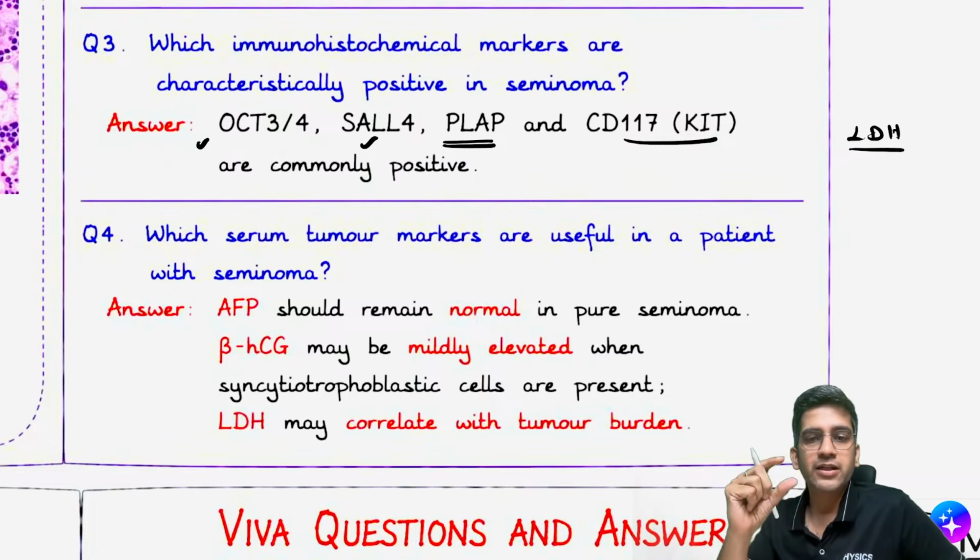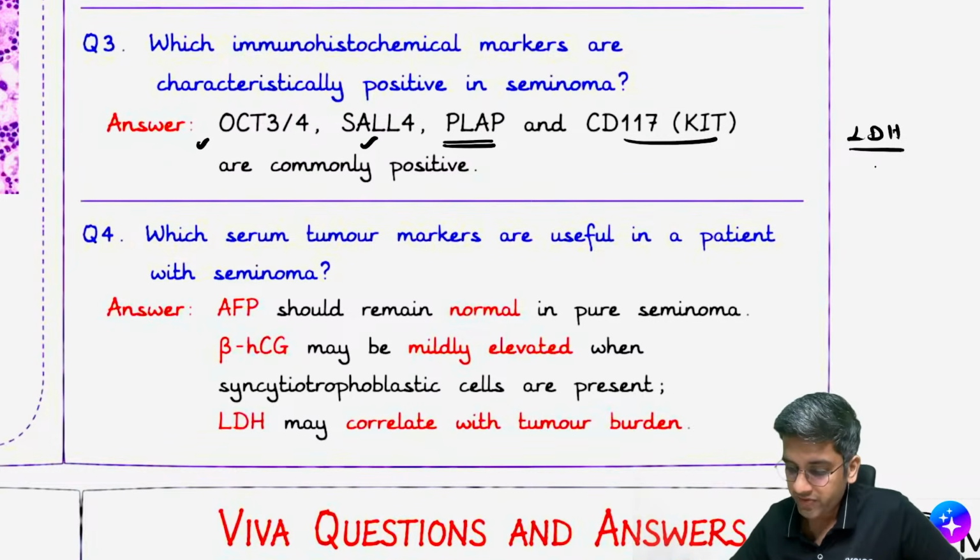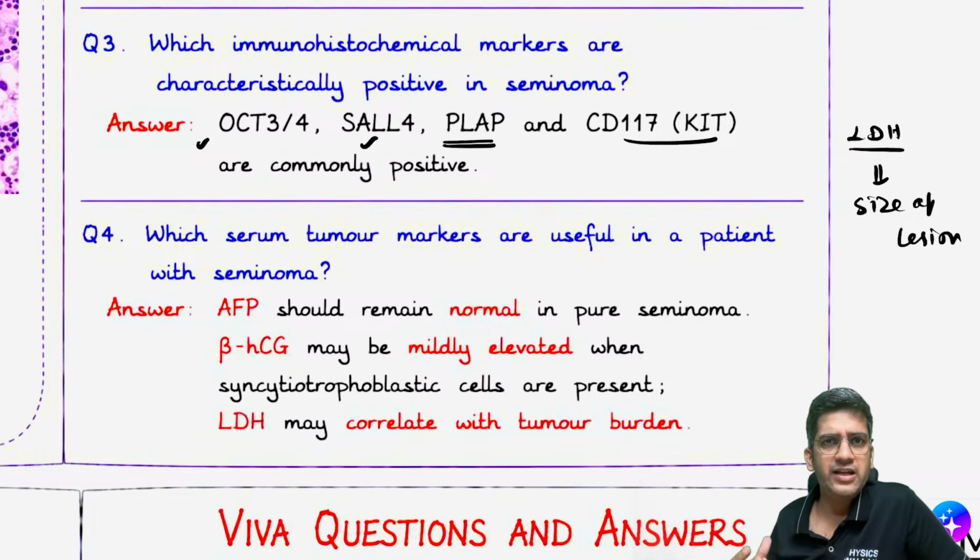LDH tells the lesion is bigger or smaller, that's all. This correlates with the size of the lesion. If you have a tiny lesion, it's smaller, less LDH. Bigger lesion, more LDH. It does not tell me if it's seminomatous or non-seminomatous.